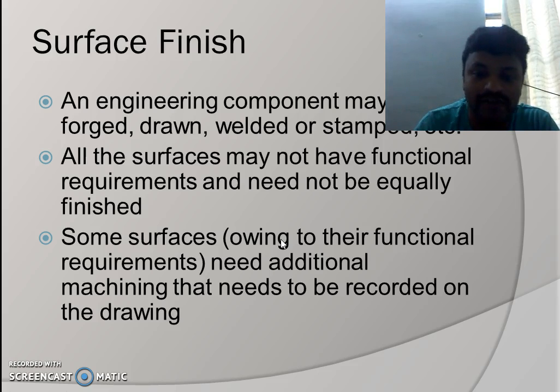Some surfaces, owing to their functional requirements, need additional machining that needs to be recorded in the drawing. The designers have to give the specific requirements of the surface finish for that particular portion. Because on the engine cylinder's ID, surface finish requirement is there, but on the OD it is not required. The designer has to specify exactly where the surface finish is required. If we don't specify the surface finish, what will happen? The manufacturer will go for his convenient method of manufacturing. He will not select the particular machines for that. So the surface finish requirement, we have to specify it.